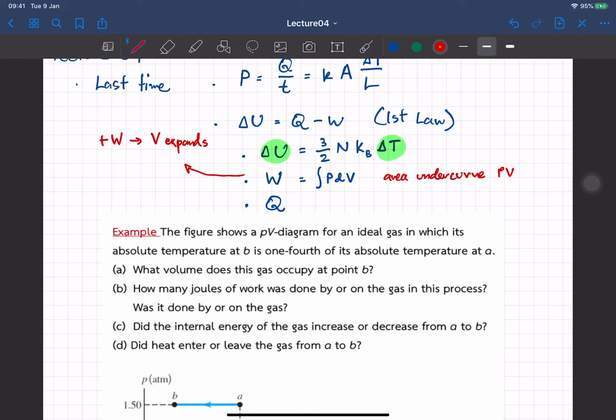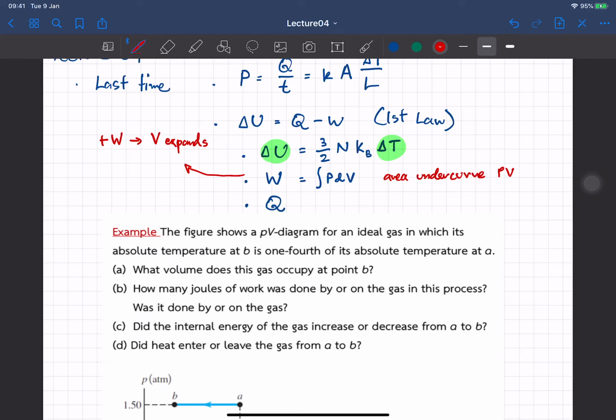That's probably the only thing you need to remember, because if work is negative, then it's the other way around. So if volume expands, then work is going to be positive. That's the thing that I will ask you to just remember, because it's going to be a lot easier if you get this right from the beginning.